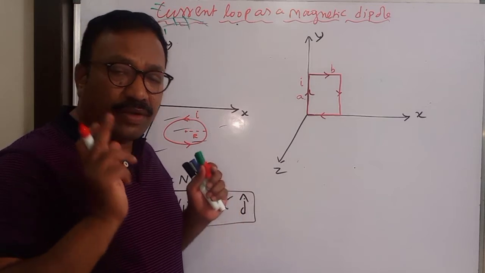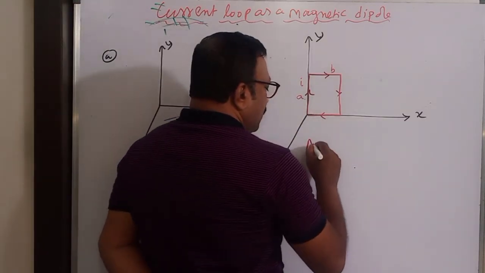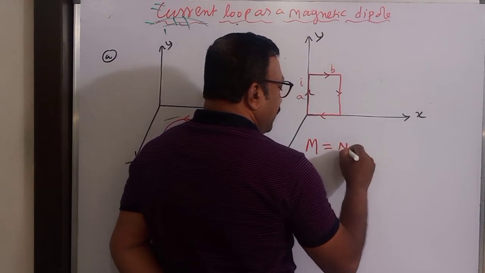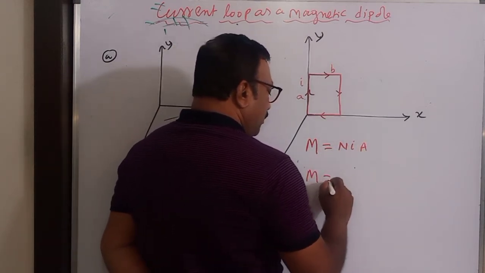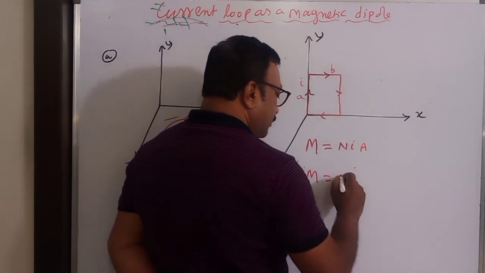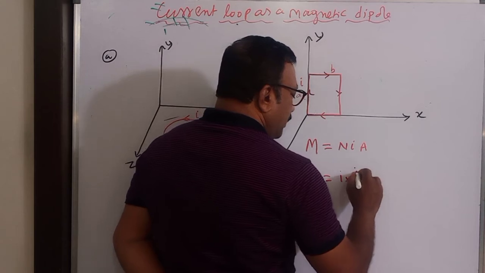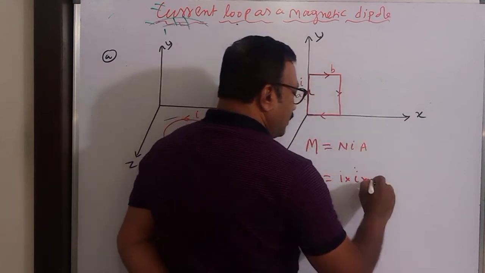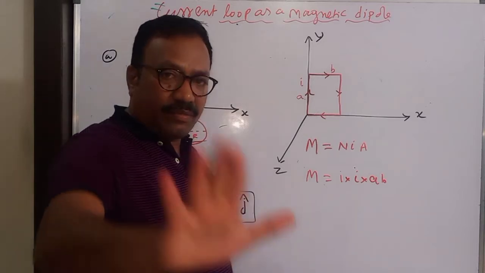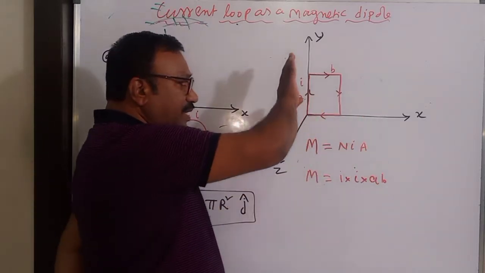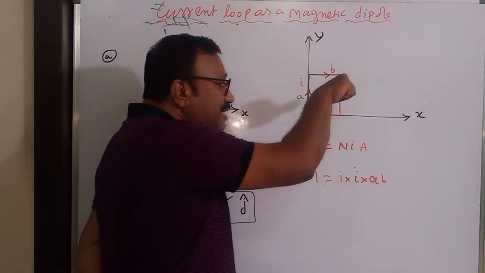Magnetic moment of this current loop. So magnetic moment is given by NIA. Therefore, number of turns means only 1. I means I. Area of this rectangle is AB. Direction: use the right hand thumb rule only for direction. See, current is flowing like this, clockwise. So it is inward.